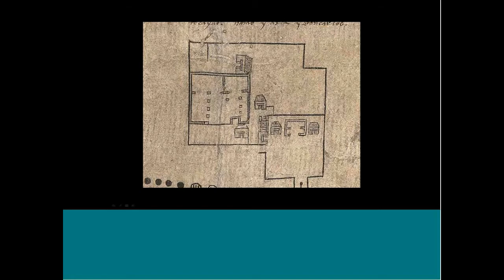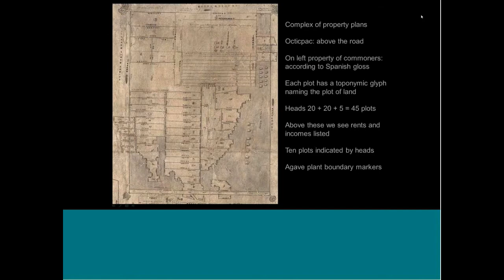Now, one of the most interesting parts of the map is the right-hand top side, and this is an extremely complex layout of various properties again, a complex mash of all different kinds of property plans thrown together. And it tells us in one of the glosses that this is Oztoticpac, which means in Nahua "above the road." And we can see on the bottom here the little feet in this road. So this is the road, and all these properties are above the road.